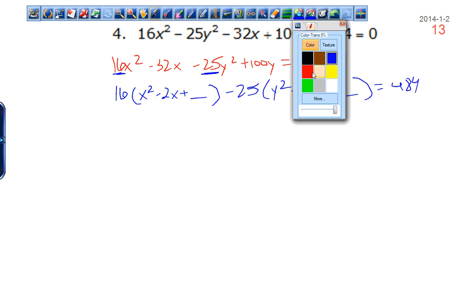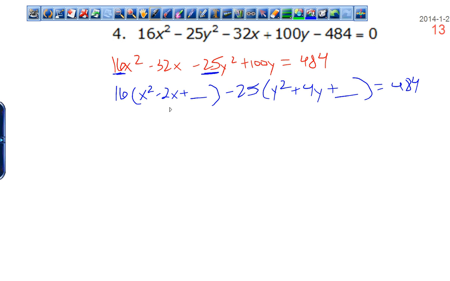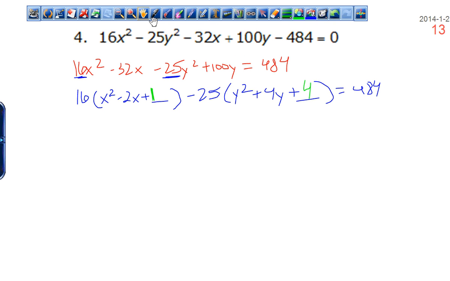So now I'm going to take half of negative 2, which is negative 1, square it is plus 1. Half of 4 is 2, 2 squared is 4. Then I got to be sure I added whatever I did on the left side to the right side. So 16 times 1 is 16. Negative 25 times 4 is negative 100. So I get 16, and then I factor.